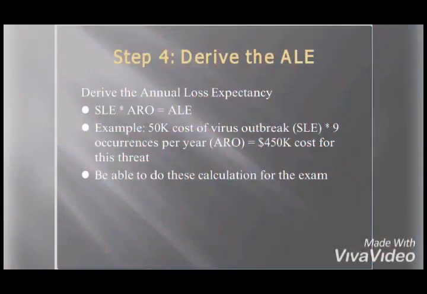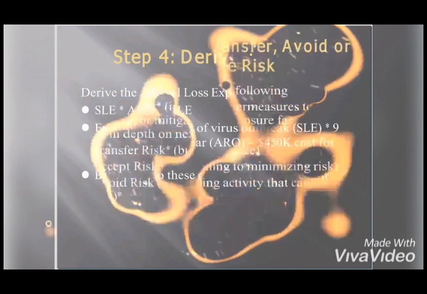Step 4. Derive the ALE. Derive the annual loss expectancy. To derive the annual loss expectancy, we take single loss expectancy multiplied by annualized rate of occurrence, and that way we get annual loss expectancy. Example, 50,000 cost of a virus outbreak, which would be the SLE, multiplied by 9 occurrences for the year, which is the ARO, equals 450,000 cost for the threat, which would be the ALE.